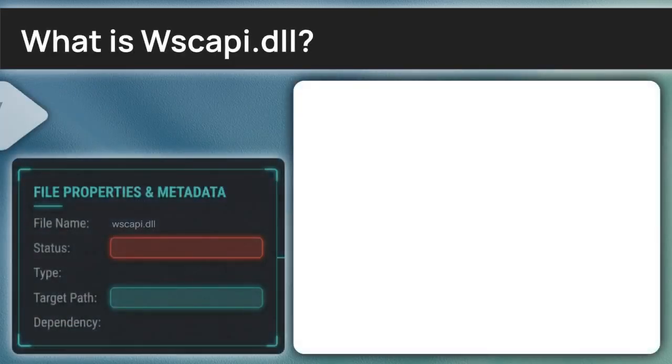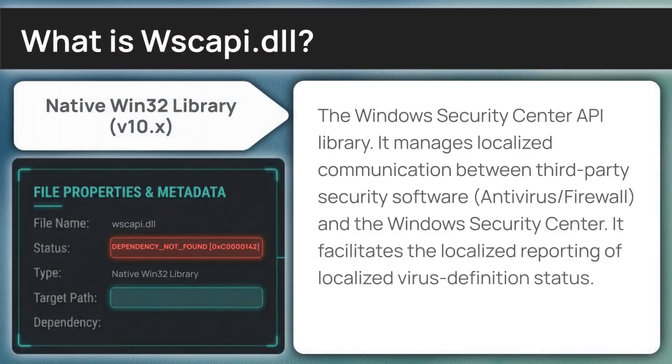This is the Wscapi library, the Windows Security Center API library. It manages localized communication between third-party security software, Antivirus and Firewall, and the Windows Security Center. It facilitates the localized reporting of localized virus definition status.